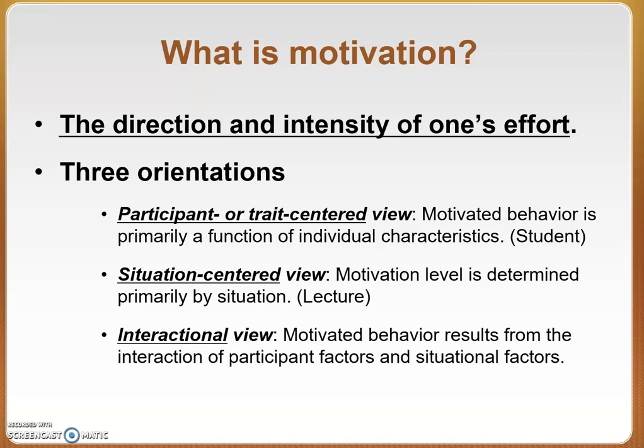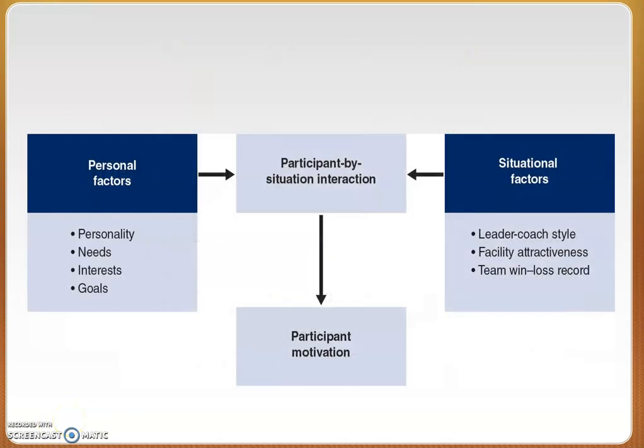And then you have the third view, and that's called the interactional view. And that's where motivated behavior results from the interaction of participant factors and situational factors. So, a combination of the first two. And this is the one that is most widely endorsed by researchers. So let's examine how the two interact. This chart gives you a better understanding of how those two come together. It helps determine motivation. And this is important as a leader. You will need to understand personality as well as situations involved. And this can help create a strong working environment.